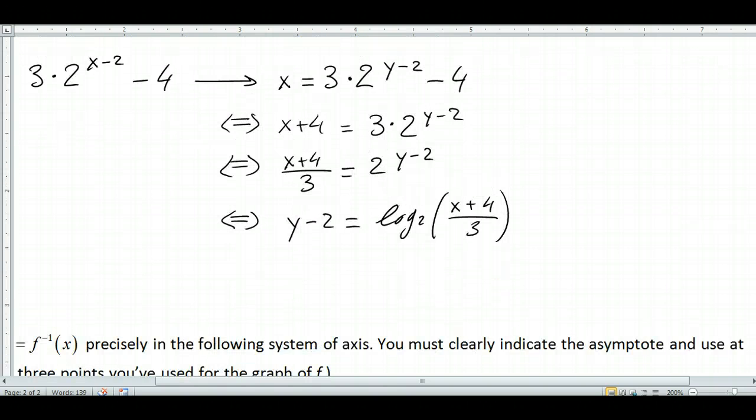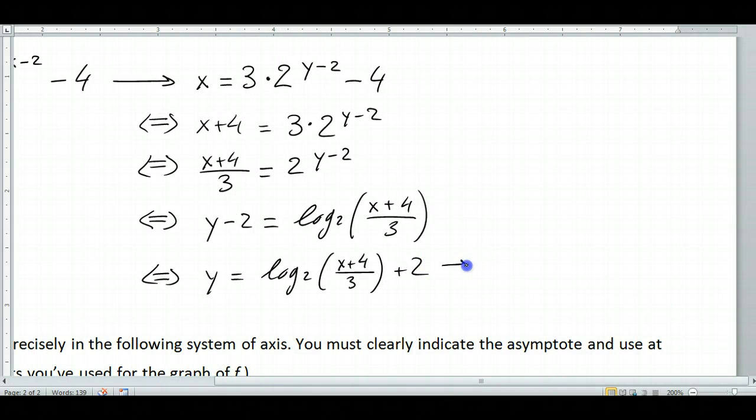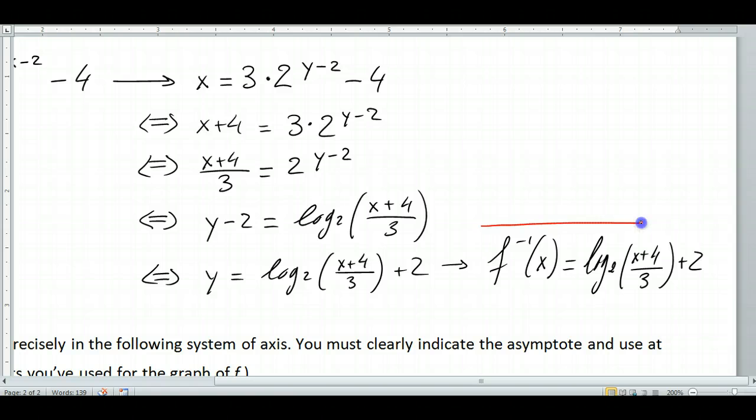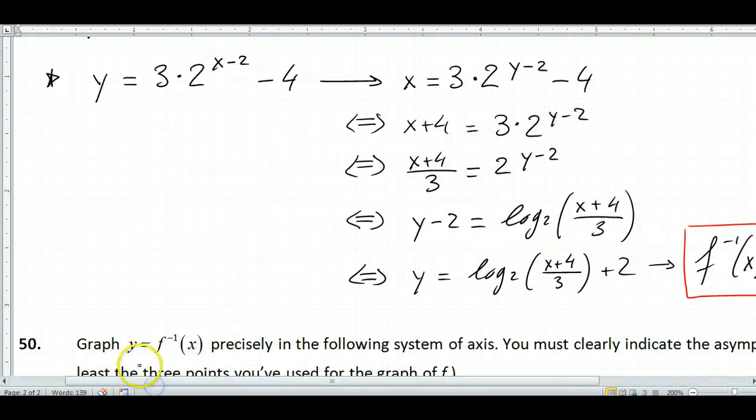And so the last thing we need to do right here, I guess I'll do it here. It's y equals log base 2 of x plus 4 over 3 plus 2. Careful, they want the inverse, so don't forget the last step. F minus 1 of x equals log base 2 of x plus 4 over 3 plus 2. Okay, you have to write the inverse. You cannot leave it as y. The corrector has to clearly see where you enter the answer, even if he doesn't understand math, okay? Or she.